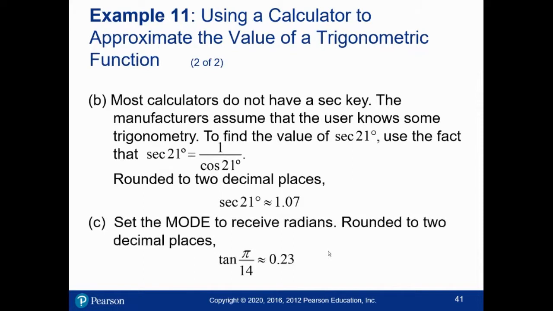For the last one, notice this one is in radians, so make sure to change to radians mode if relevant. And tangent, usually there is a tangent button. If there wasn't, you can just do the sine divided by the cosine, and you'd get 0.23. So make sure that you know how to use your calculator if you're going to be using it.